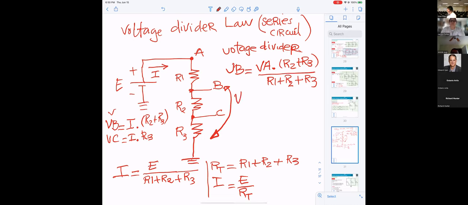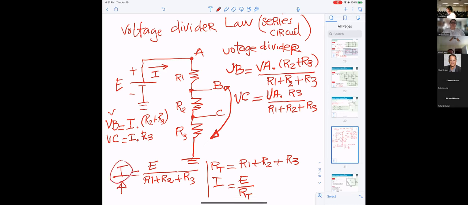Now, to make sure you understand, I want VC. I times R3? I times R3 means you have to calculate the current. Okay. We don't want to calculate the current. VA times R3 over R1 plus R2 plus R3. So we divide by R1 plus R2 plus R3, which means you have already calculated the total.